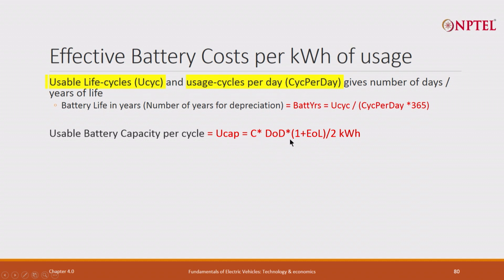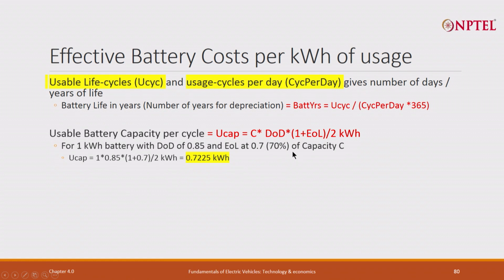This is a method by which you are able to compute the average usable battery capacity per cycle. So, take a 1 kilowatt hour battery with 0.85 depth of discharge and end of life, suppose, at 70%. Then the usable capacity per cycle is only 0.7225 kilowatt hour, not 1 kilowatt hour. Why? Towards the end you would have got only 0.7 kilowatt hour. In the beginning you would have got 1, and then you are using only 85%. The average is 0.7225, quite close to the lowest that you will use. That is the effective use.